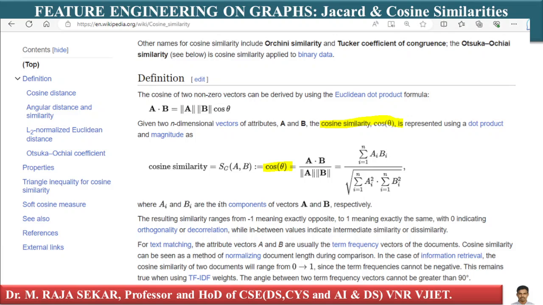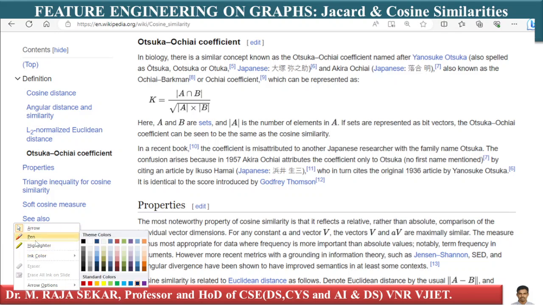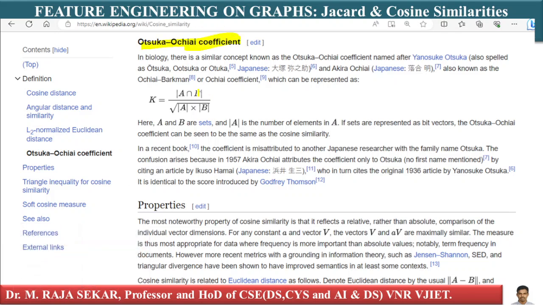Now in the same article, you can see the Otsuka-Ochiai coefficient. Just observe what it says. This is the same thing. In the denominator, I have the square root of the number of elements in A and the number of elements in B. In the Otsuka-Ochiai coefficient, A and B are sets. This is a simple extension of cosine similarity to two sets instead of vectors. So we are exactly using this as the next important distance metric.